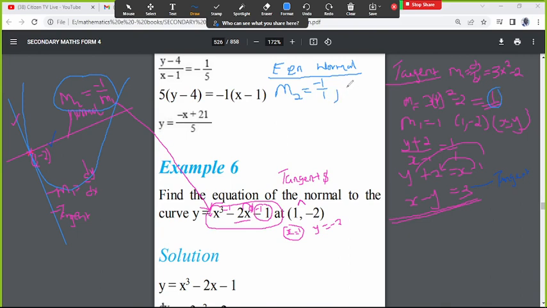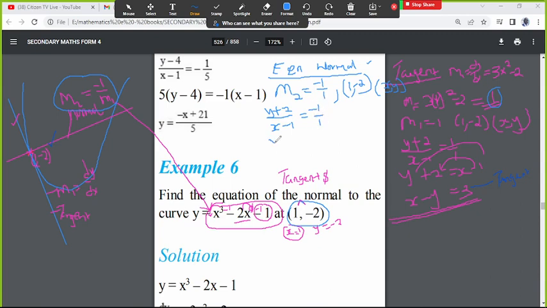This line is passing through 1, negative 2, this point here, and another point x, y. I think this is the most direct method. Then the equation of the straight line, the equation of the normal, will be equal to change in y over change in x: y minus negative 2 over x minus 1, this equals negative 1 over 1.